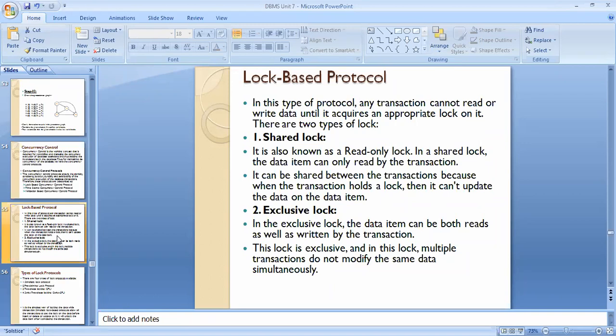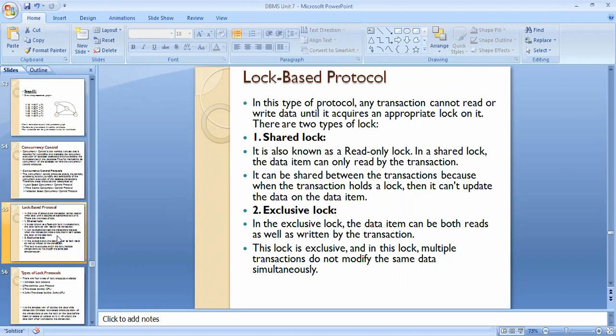If someone is applying a lock on specific data, if a particular transaction is using the data, then before using that data, we have to apply the lock on it. After that, other transactions can just read that data if they want to use it. They are not able to update. That's why it's called a read-only lock.